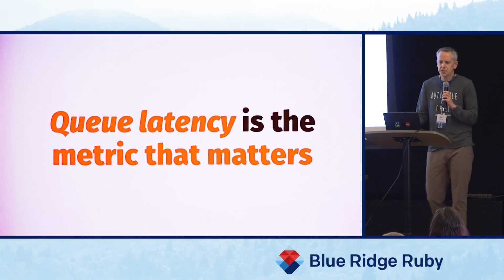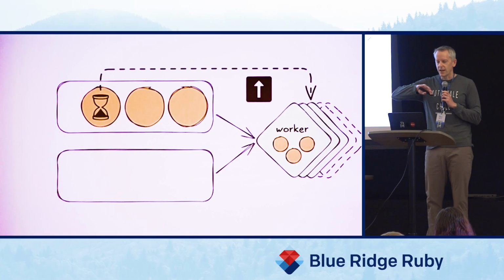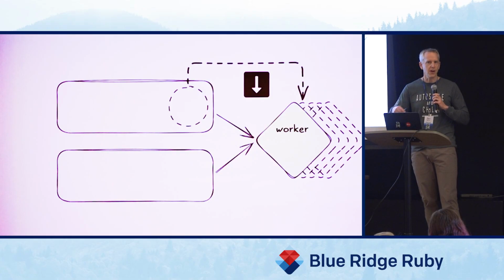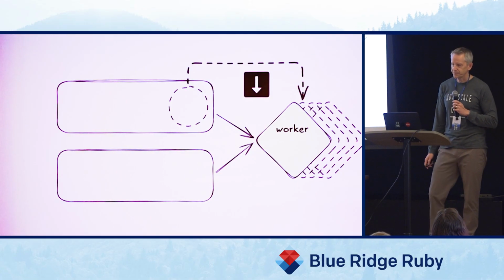Because then autoscaling is super simple. You scale up when you exceed that SLO that you defined, and you can scale back down when your queues are idle or down below that SLO.